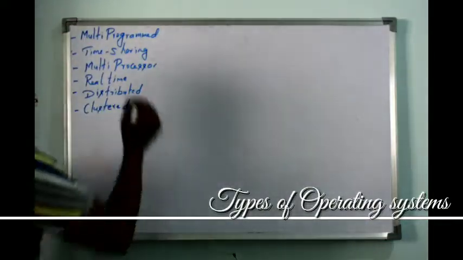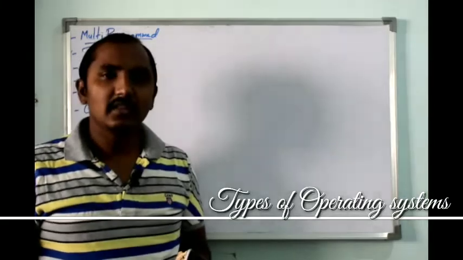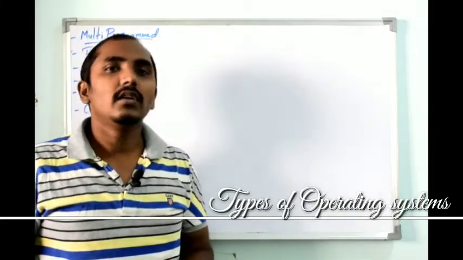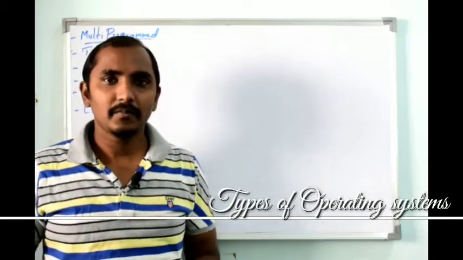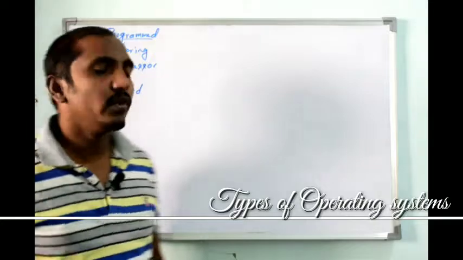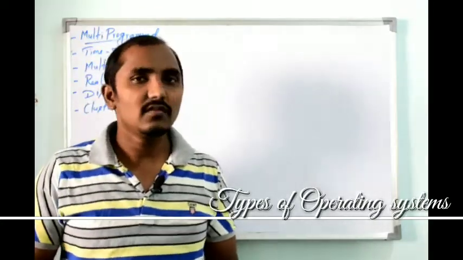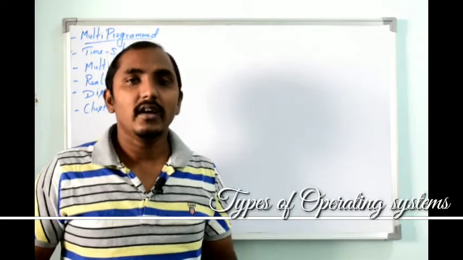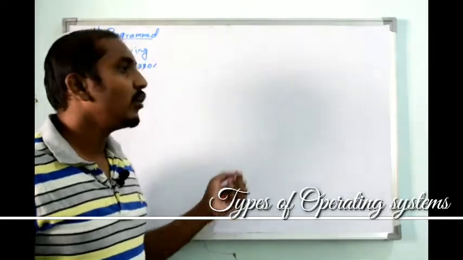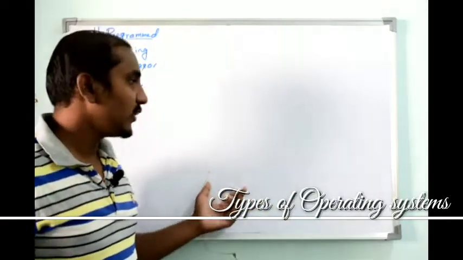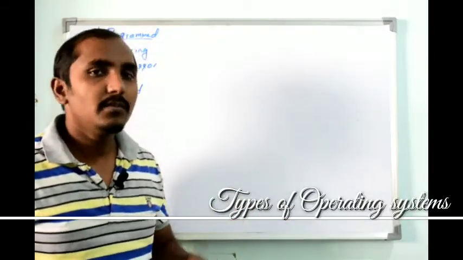First, coming to the multi-programmed operating system. In the sense, these operating systems are built to process more than one program at a time. I told you in the previous session what a program and what a process is. Any set of instructions is considered a program, and if you want to convert that into a process, that program has to be loaded into the memory. When that program is loaded onto the memory, it will act as a process.